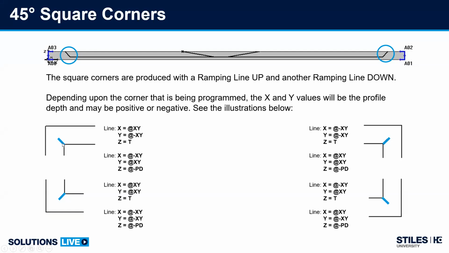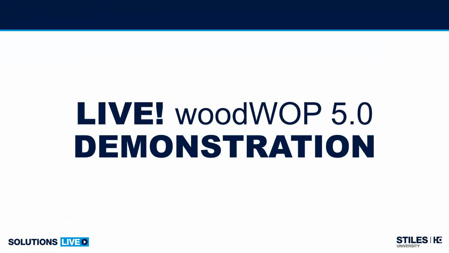It just depends which corner you're in and whether X moves positive, Y moves positive. In this case, X moves negative, Y moves positive, and the fourth corner, X goes negative, Y goes negative. It's not difficult, but again, it's an extra couple steps when we're programming this door. So what I want to do is demonstrate how to make this Z-axis move on the drawing. So I'm going to start my woodWOP program.